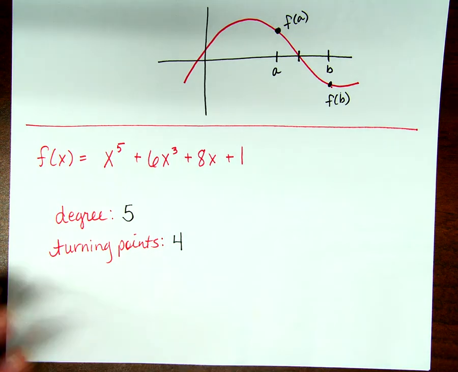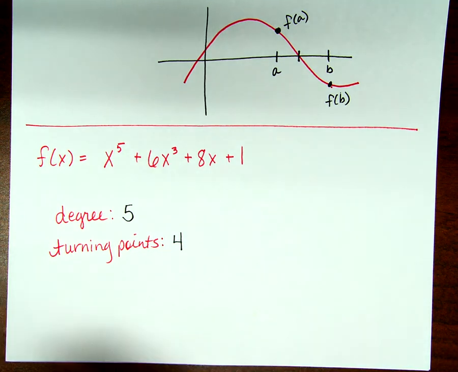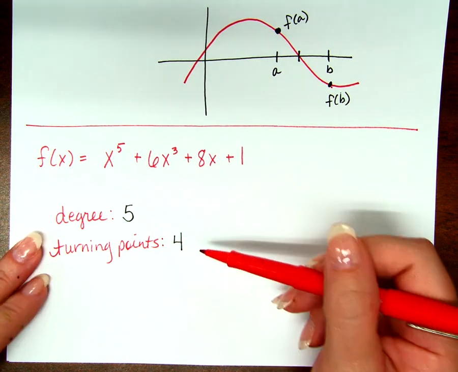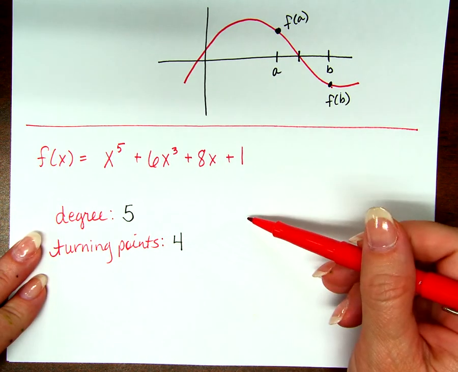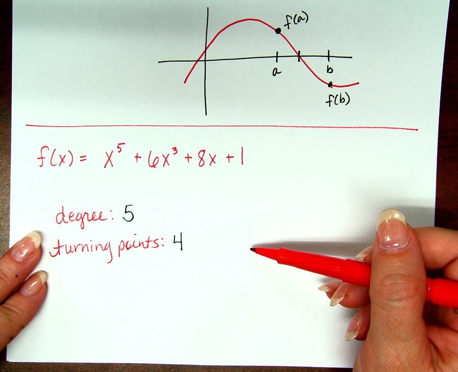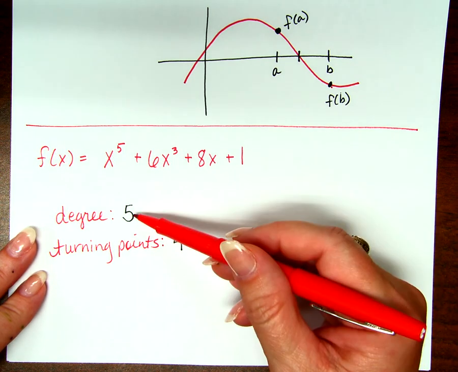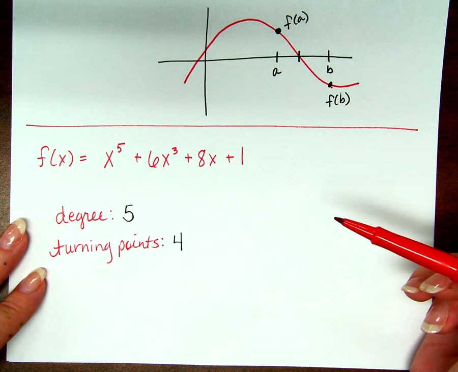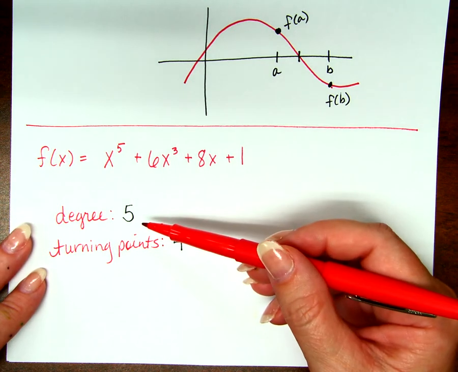Okay. Do you understand, however, how to find degree and turning points? Yeah, degree is 5, turning points is 4. What if the degree was 7? Turning points is 6. What if the degree is 3? Turning points is 2, right? Okay. What if the degree is 2?